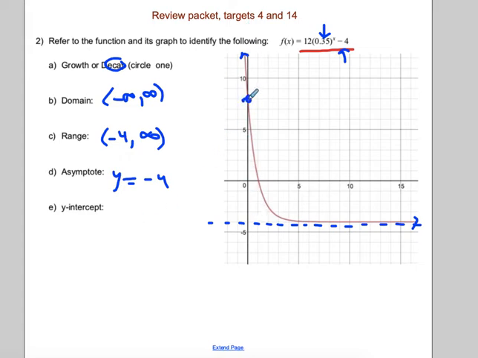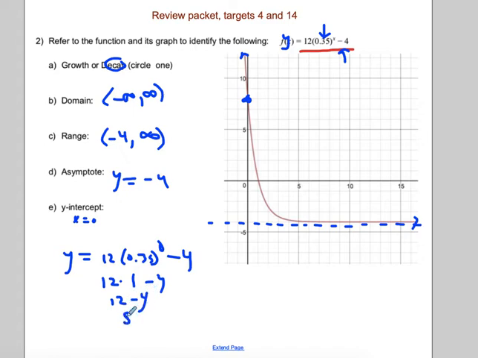The y-intercept, and that's somewhere right here. If we want to be certain, we'll plug it in. For every y-intercept, we know that x is going to be 0. So if I look at my equation, remember that f of x and y are the exact same thing. We're going to get y equals 12 times 0.35 raised to the 0th power. And anything to the 0th power is 1. So this is like 12 times 1 minus 4. 12 times 1 is 12, minus 4 is 8. And sure enough, that's right where the graph looks to be at (0, 8). Right there, bam.